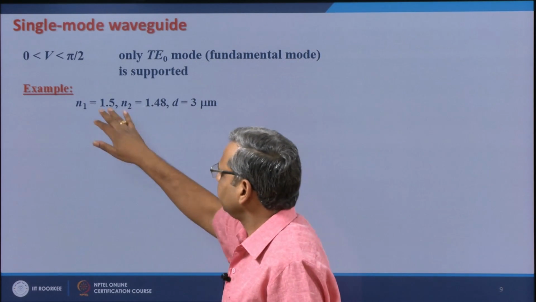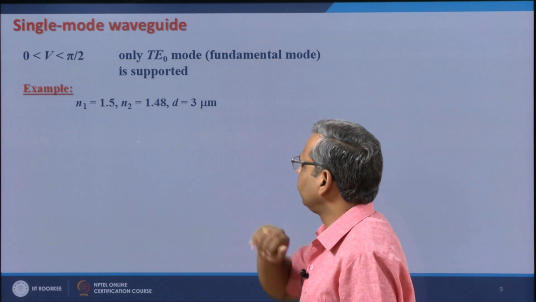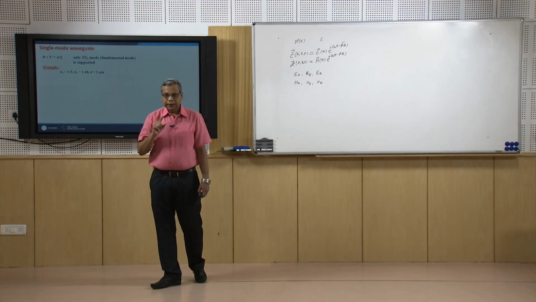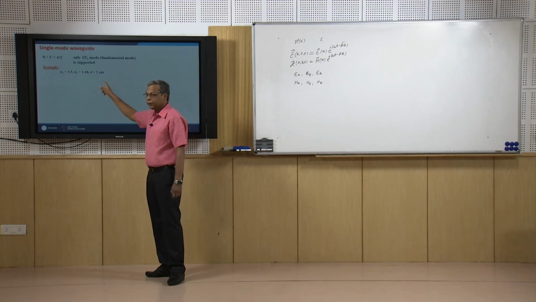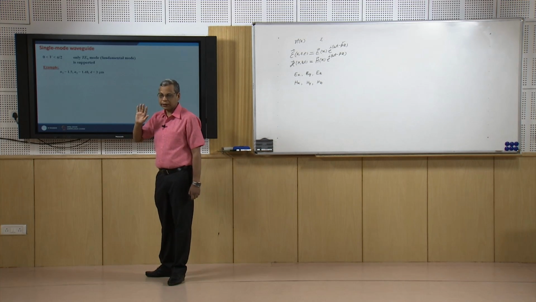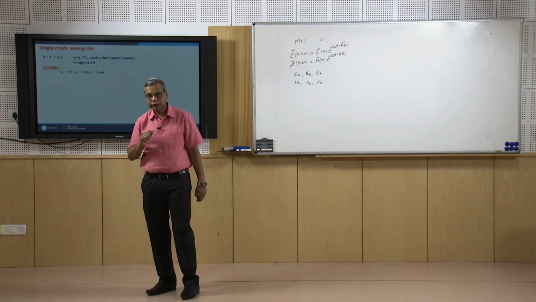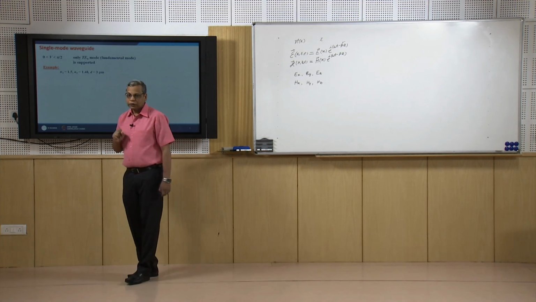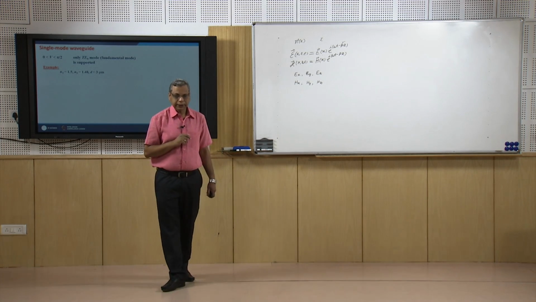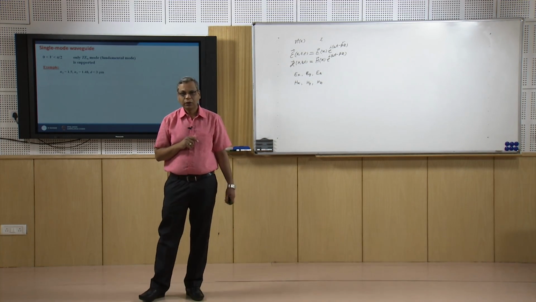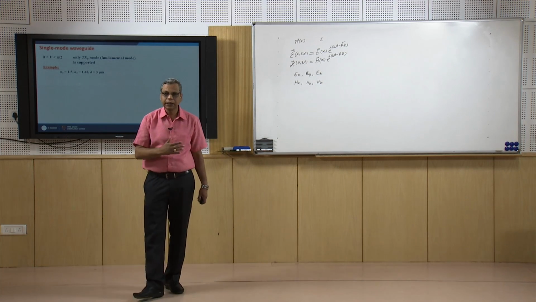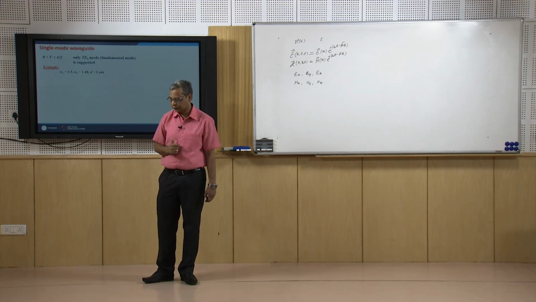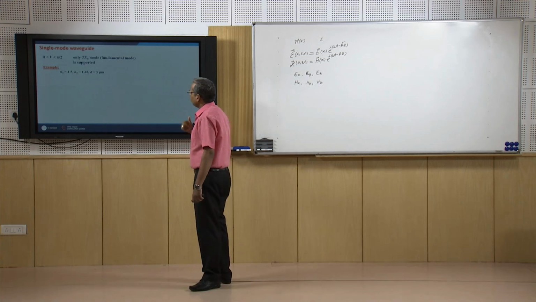If N1 is equal to 1.5, N2 is equal to 1.48 and D is equal to 3 micrometer, then this waveguide can be single moded or multi-moded. It depends upon the wavelength I am using, because V contains wavelength also apart from these three parameters. So, by just looking at waveguide parameters, I cannot say whether the waveguide is single moded or multi-moded. I will have to say it is single moded at this wavelength, or it is single moded in this range of wavelengths. So, I can find out that range.